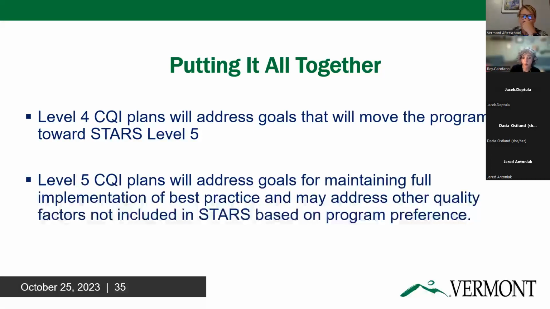And at level 5, we want you to be thinking about best practices in your setting, in your programs, and for your programming, and addressing things that we didn't include in STARS, based on your preference, based on what your specialty is, what you excel at, what you want to focus on next for your program, for your families, for the kids you're serving. Level 5 is where you get to be creative and focus on what you want to improve. And again, the process is the same. You identify those things, you let us know how you're going to achieve them, work that plan, and then demonstrate that you've achieved it.